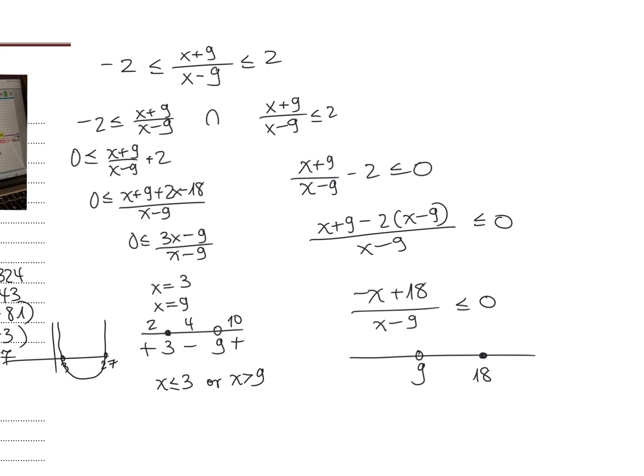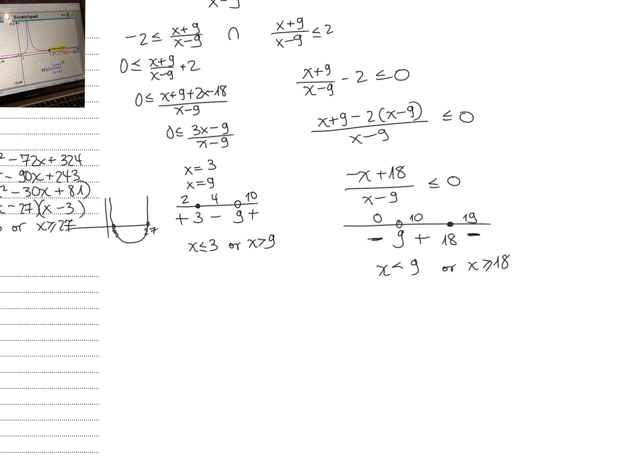So we'll test 0, 10, and 19. So this is going to be negative, this is going to be positive, and this is going to be negative. So we've got before 9 or after 18. So now we have to find the intersection of these things.